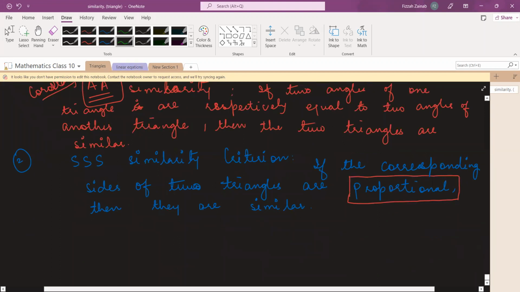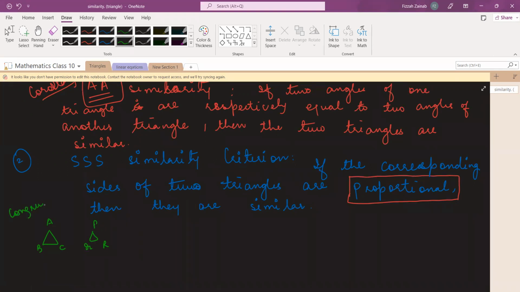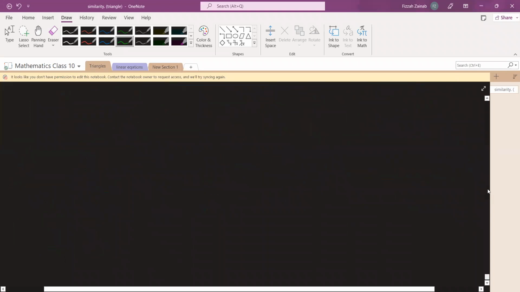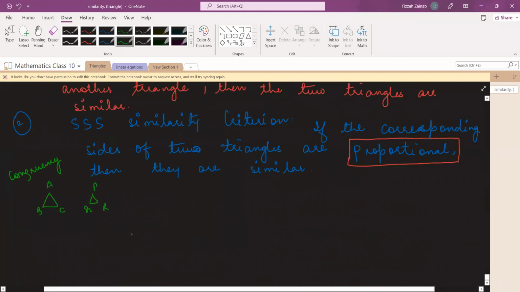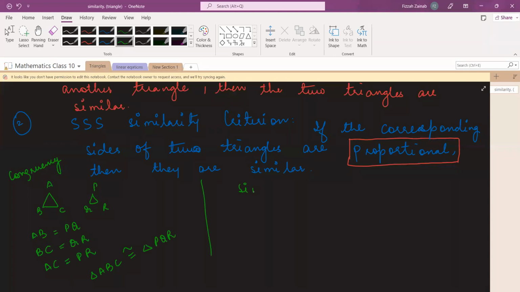Now, why is this important? If you just think of congruency of class 9, we used to show that if you have two triangles, ABC and PQR, and I want to show congruency, please try to understand the difference between congruency and similarity. I'll say that AB is equal to PQ, BC is equal to QR, and AC is equal to PR. So if the corresponding sides are equal, then we say that triangle ABC is congruent to triangle PQR. Understood? Now let us come to similarity.